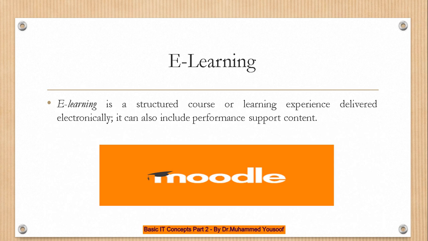E-learning. Now you are doing all things through e-learning after the COVID-19 lockdown. E-learning is a structured course or learning experience. See, we have a very clear plan. What are we going to teach? How are things going to go, and it is delivered electronically. It can include performance support content. Example, Moodle. We can see your performance, and we can see how we can support your learning. One of the examples that we are using now is Moodle, and it is also embedded with Big Blue Button, for example.